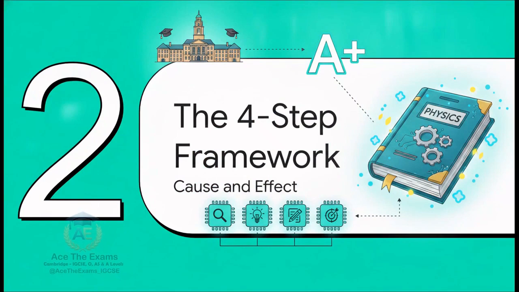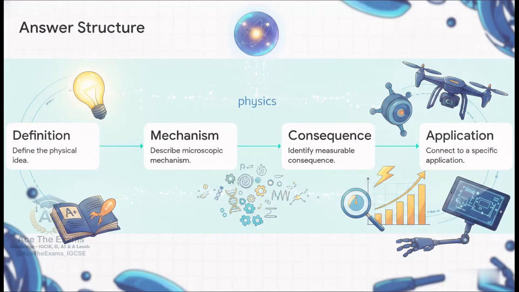Section 2. The 4-step cause and effect framework. Let's switch tactics here. I'm going to give you the ultimate quick win for your Cambridge exams. Now, what's really interesting about this slide is the rigid 4-step structure that examiners are basically begging to see. It's the ultimate safe framework for short and extended questions.